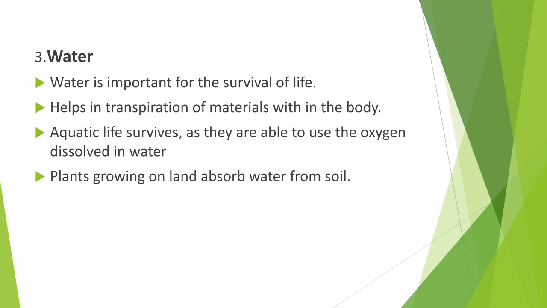Plants growing on land absorb water from the soil with the help of their roots and use it for photosynthesis. That means the plants growing on land absorb water from the surrounding soil through the roots and use it for the photosynthesis process. Plants like lotus and water lily grow only in water because they are aquatic.